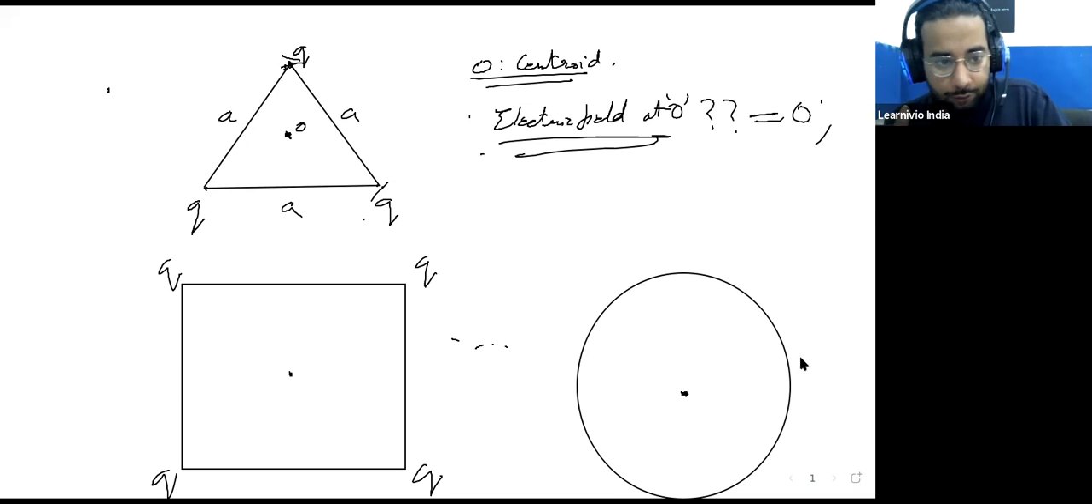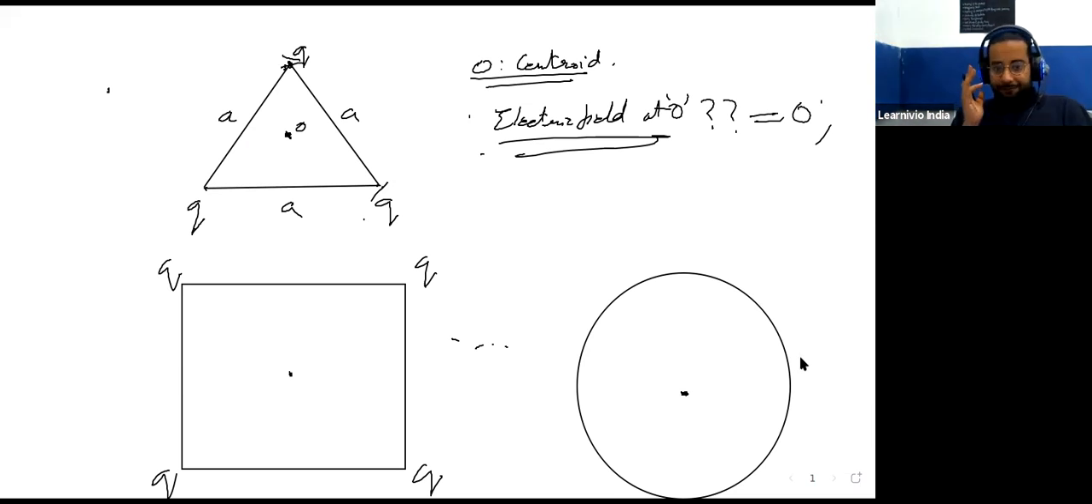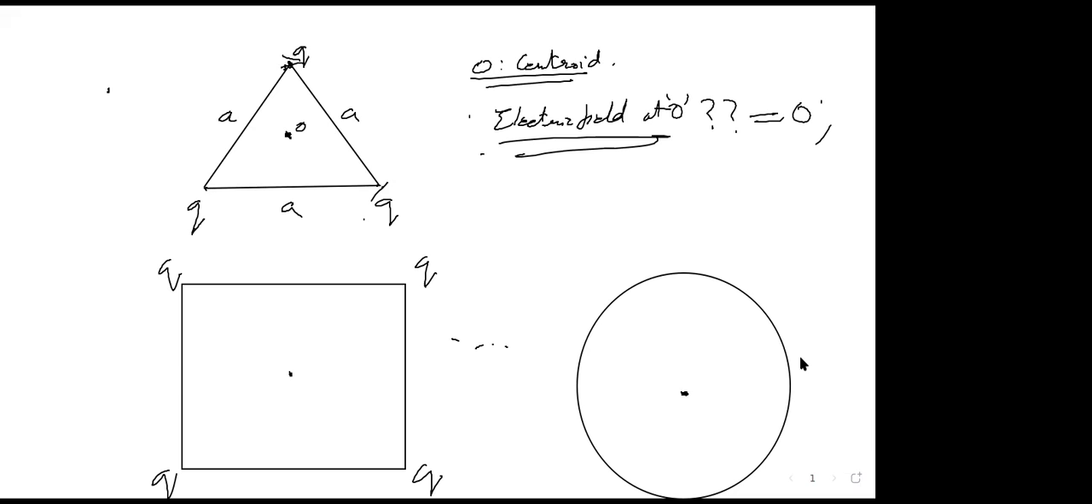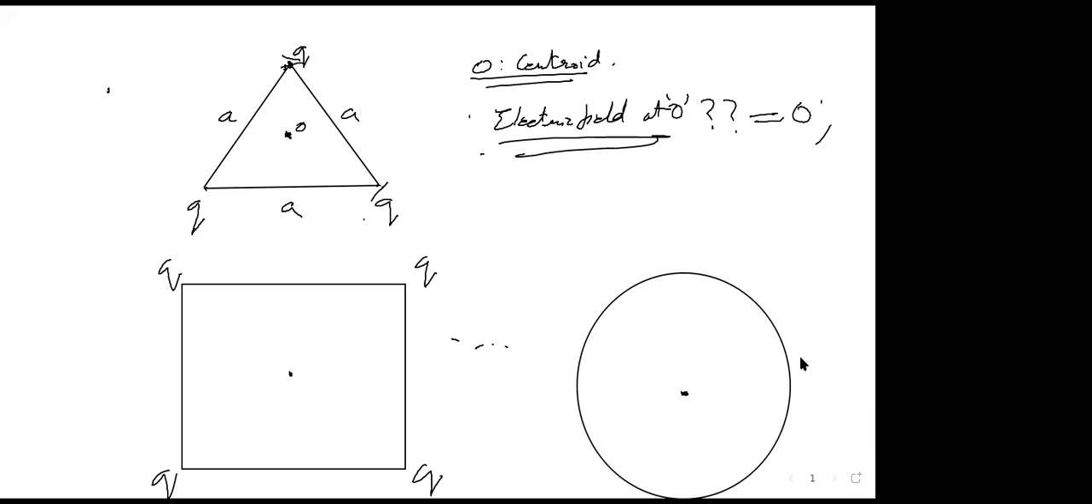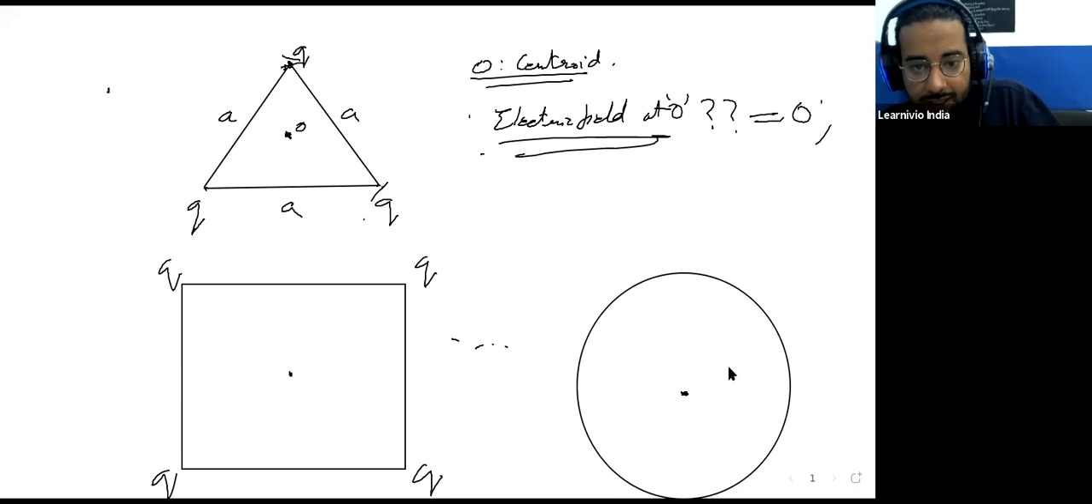Lovely. So you can think of this as a trick as well. Whenever you're given a polygon shape, you immediately know what the electric field is going to be at one particular point. For example, in a ring, the electric field at the center will be zero. Absolutely correct. So you can use this in a lot of different ways.